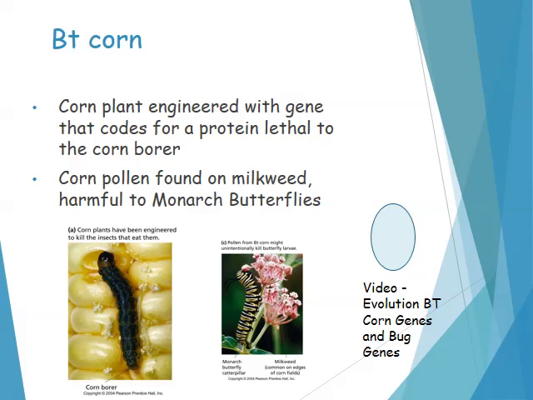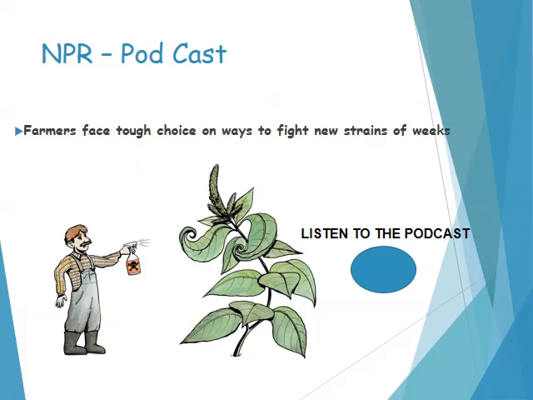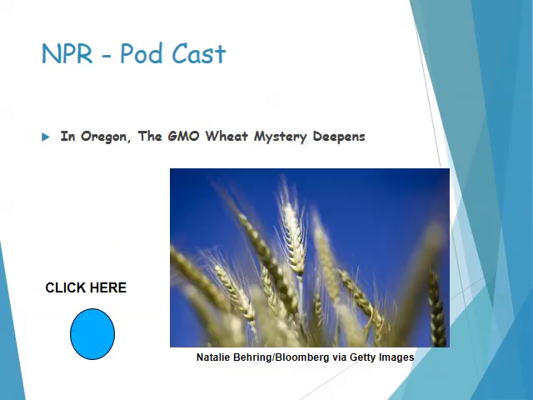However, this biological agent will drift from the corn plants to the surrounding milkweed, where it's been found to be harmful to monarch butterflies. While Roundup-ready crops initially made farmers giddy, there are now some types of weeds that are Roundup resistant. The wheat industry has long been resistant to any type of genetic modification. However, in Oregon, some genetically modified wheat was mysteriously found.